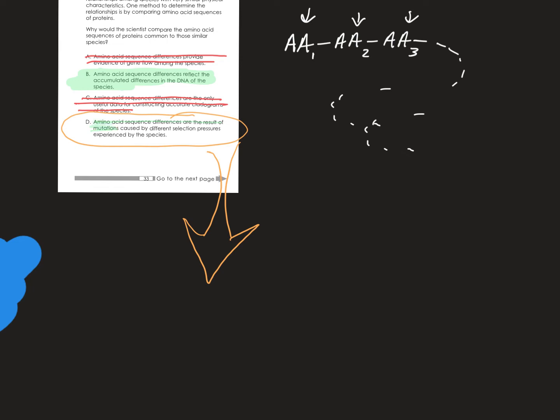Because you'd know the difference, you'd know the link. The reason you would choose that is you would know the link between amino acids and the mutations that happen in DNA. But then you look at "caused by different selection pressures." See, that's not correct. This is what makes this answer wrong.